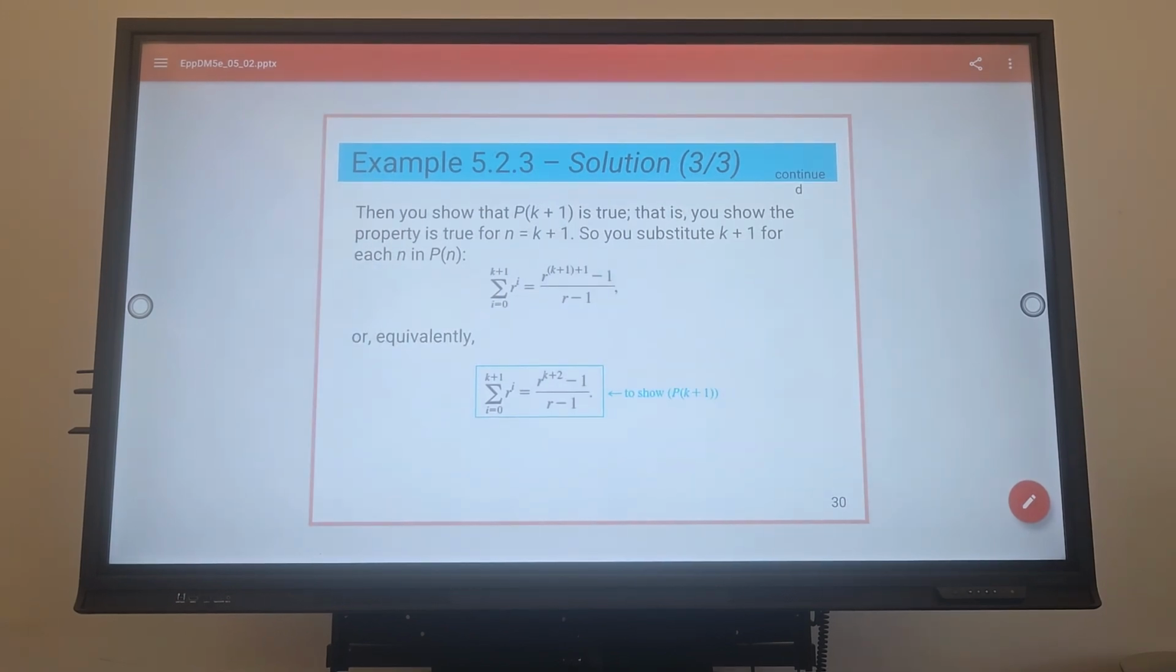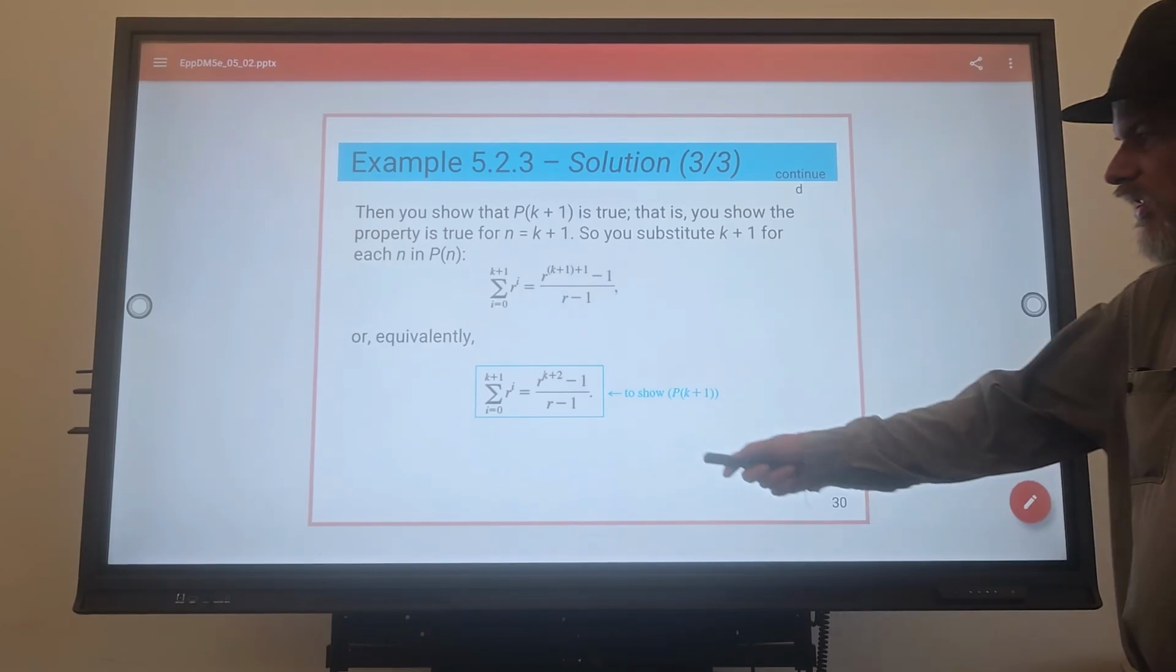Then show that P of k is true. That is, you show the property is true for n equals k plus 1. So you substitute k plus 1 for each n in P of n. So algebraically, you can show it this way.